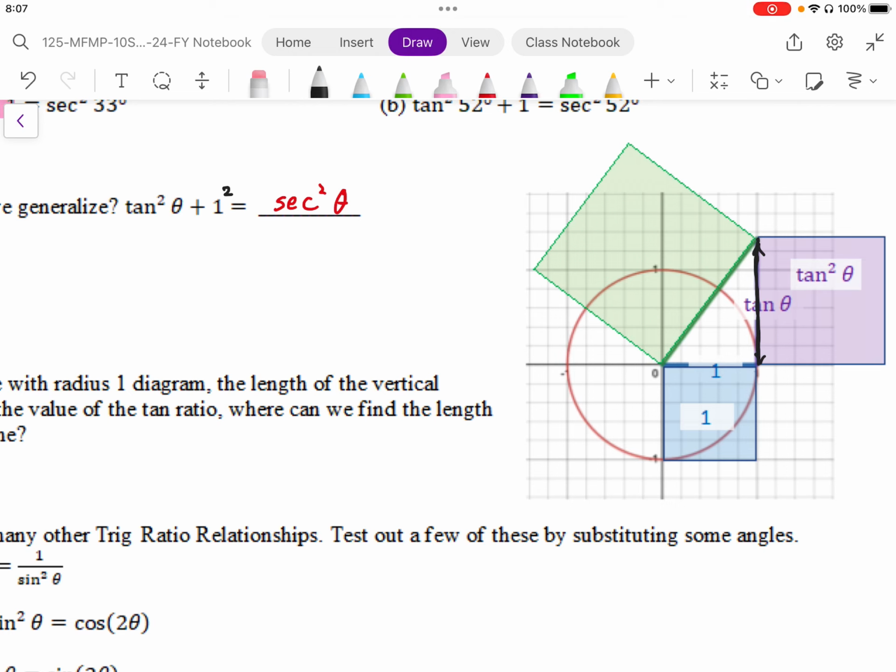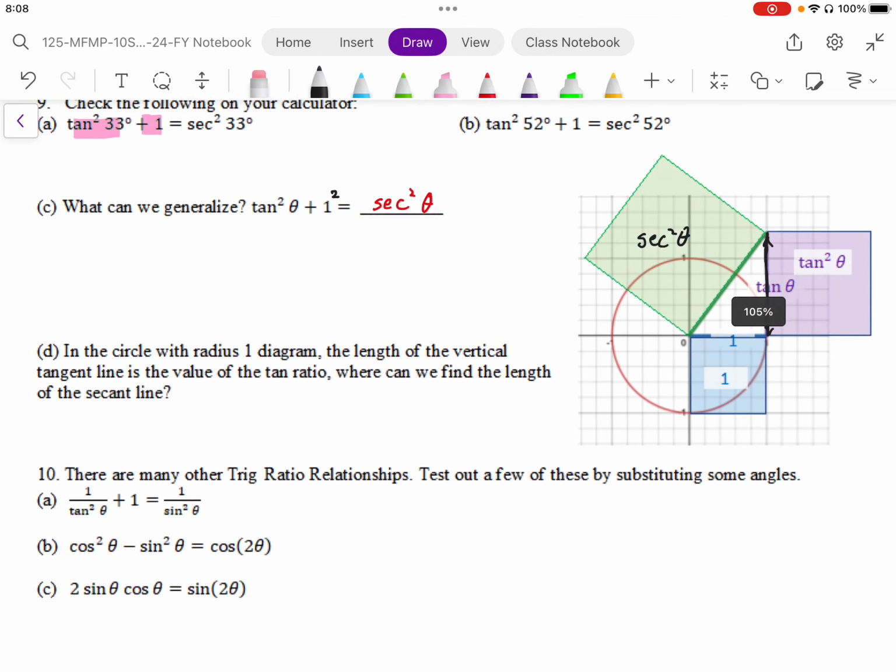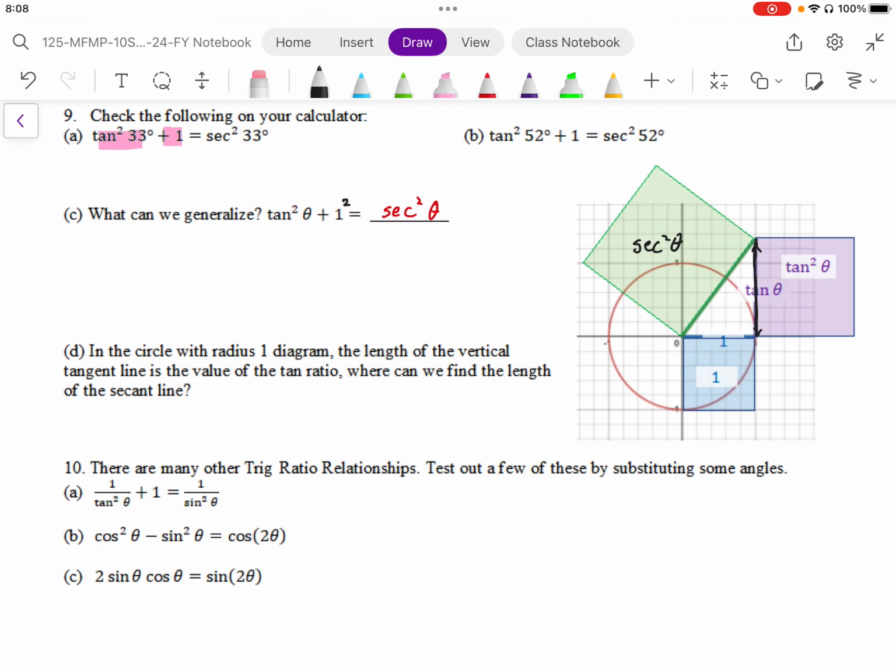Well, we have Pythagoras: the tan squared area, plus the area of 1, must equal the secant squared area. Well, that's the same as the area of the hypotenuse. So this is secant squared theta. That makes the length of the secant line, this line here, represent secant theta. That green line, the length of that green line that connects from the center of the circle to the end of the tangent line, is called the secant line.